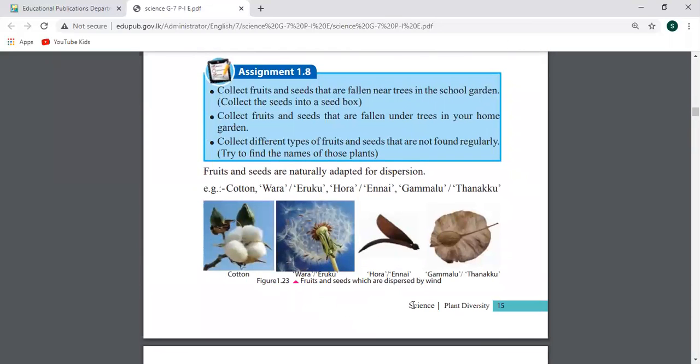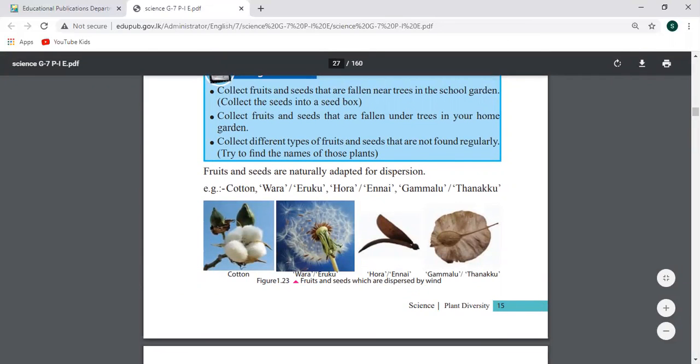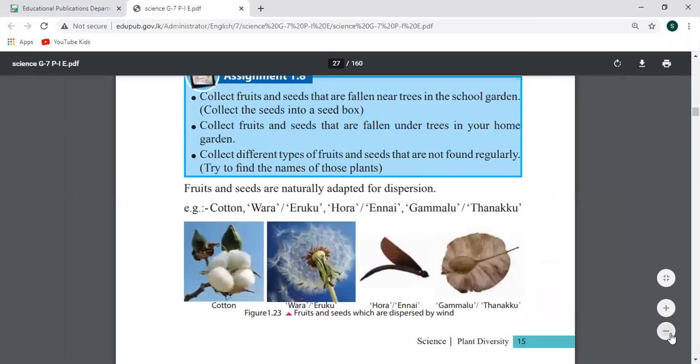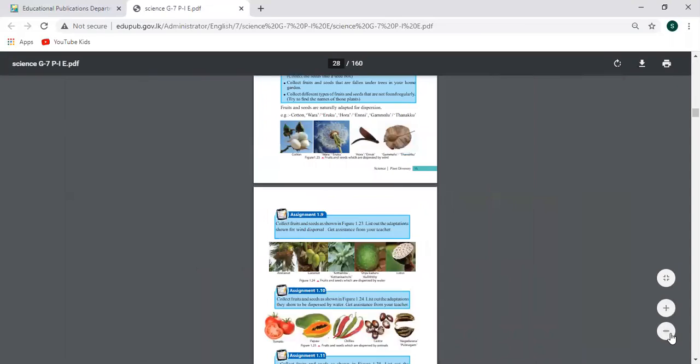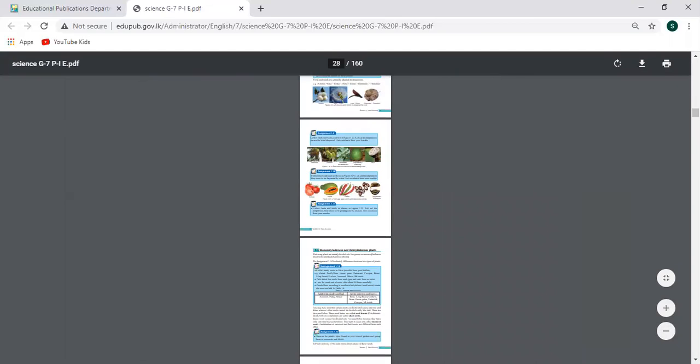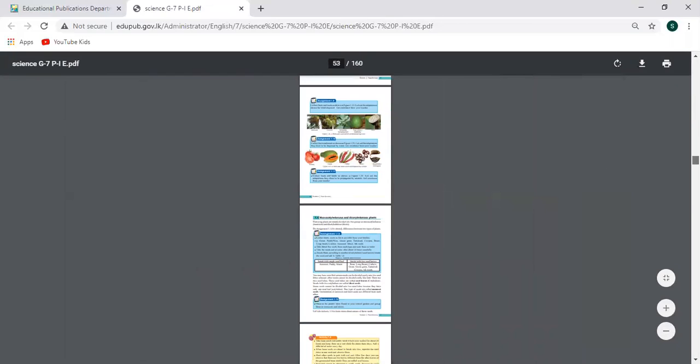So these are the dispersing things. It's really simple. All the things: dispersal by water, and by animals, and by wind, and by explosion.